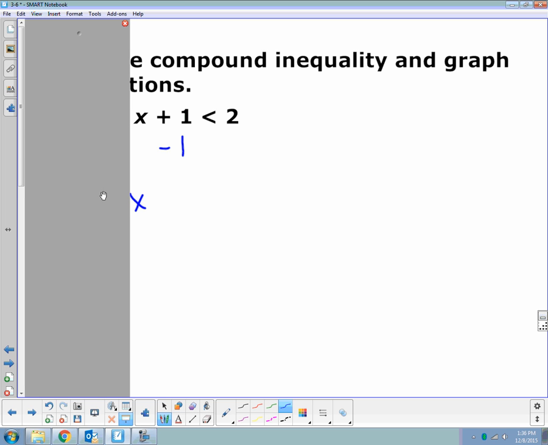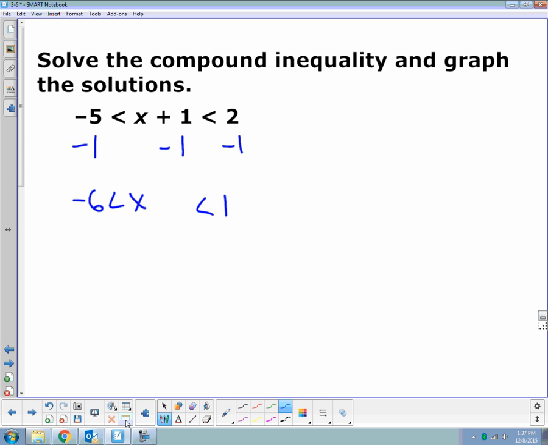Now I look at the other one. x plus 1 is less than 2. Solve that. Well, the same idea. If it's x plus 1, to get x by itself, I subtract 1 from both sides. I end up that x is less than 1. So my final answer, -6 is less than x, which is less than 1. So any number in between -6 and 1 could be a solution.